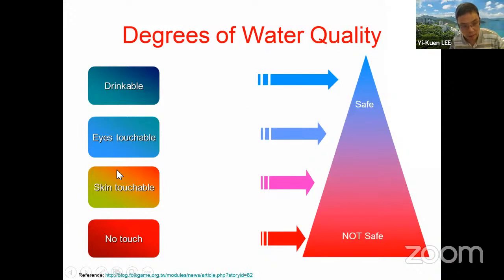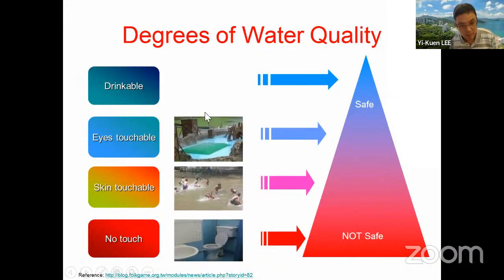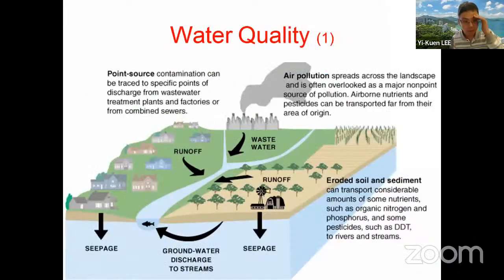a safe one, to very bad. Why? Skin touchable, eye touchable. So this gives you some idea about this. It gives you another way to see the different quality of water. And in general, when we look at water quality, we need to think about how we can have a more quantitative way to look at it.